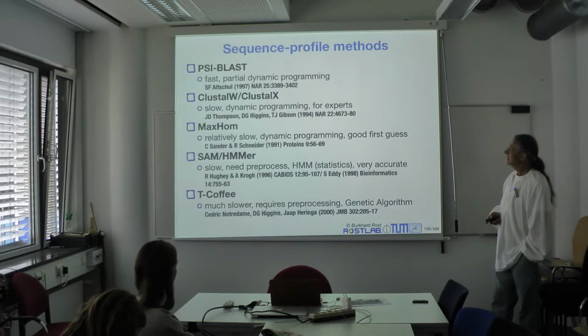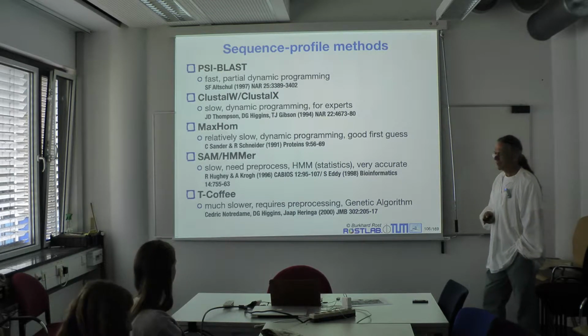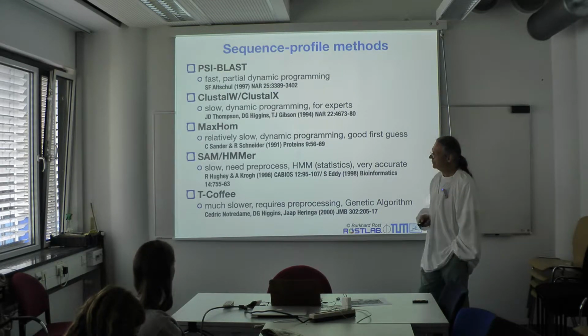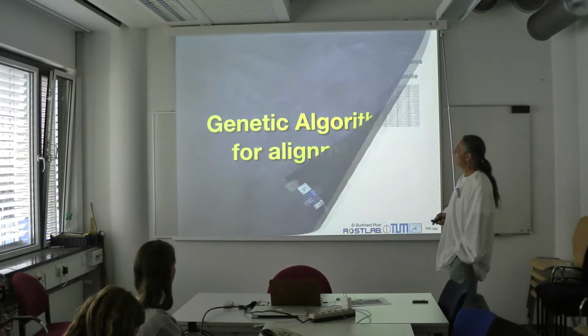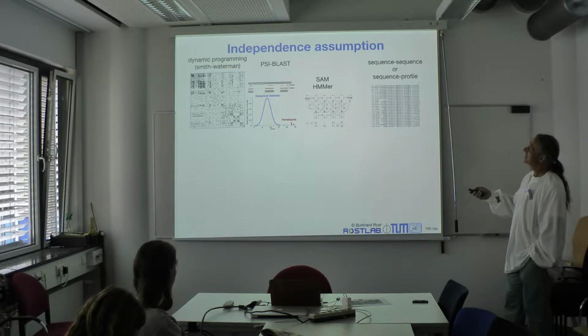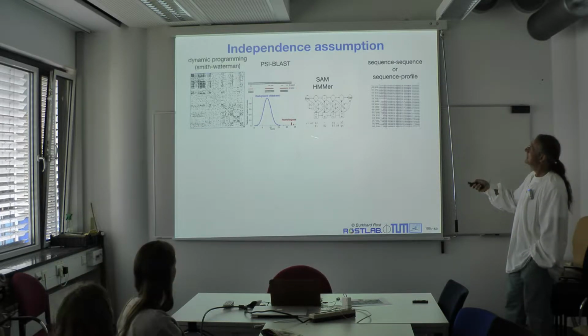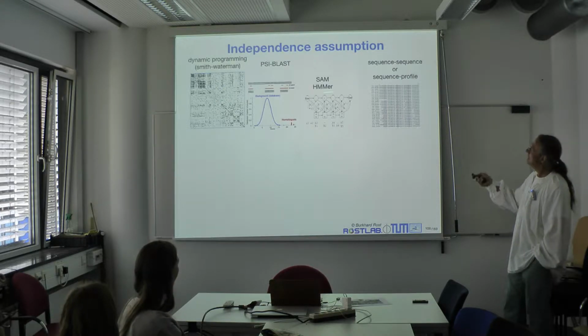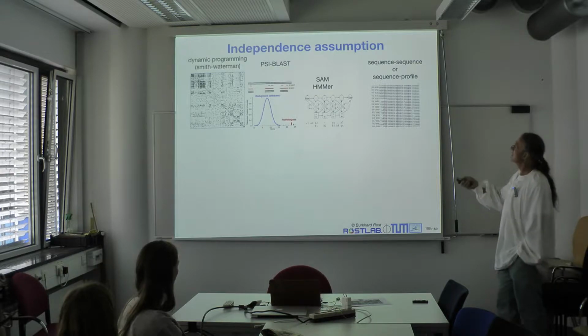Okay, these are Hammer and SAM. Then there's T-Coffee, which is slower. T-Coffee, essentially dynamic programming, is most accurate in some sense. PsyBlast is fast. SAM is maybe even better than this one here by now, and it gets better the larger the family.